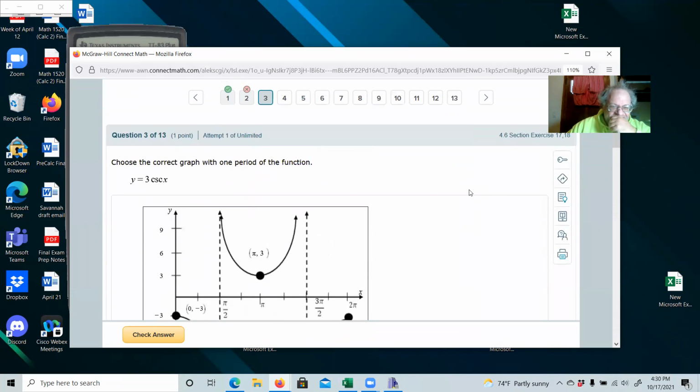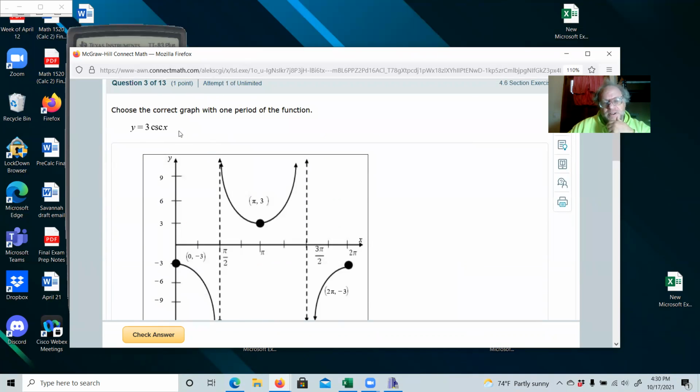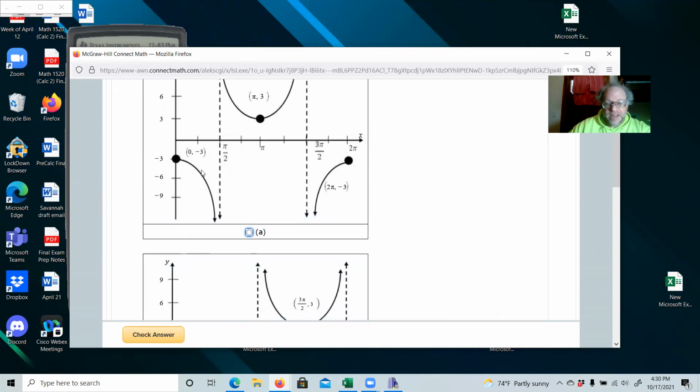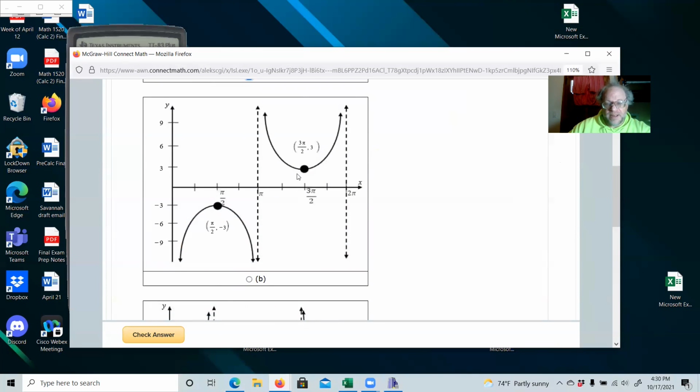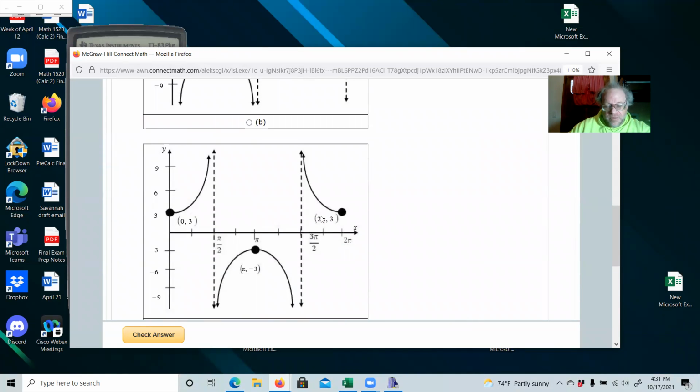All right, choose the correct graph with the function and the period. Does this have a period change? No, there's no B. Well, B is 1. Does it have a phase shift? No, it's just an X here. The amplitude would be 3, so 3 and -3. So I like the 3 and the -3 here, I like the 3s.